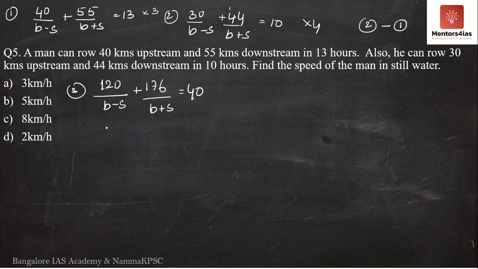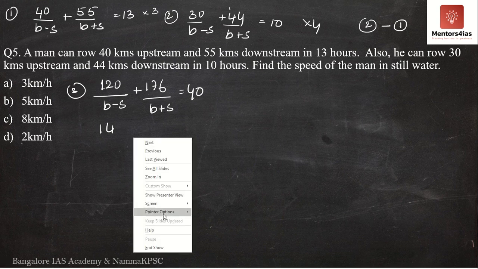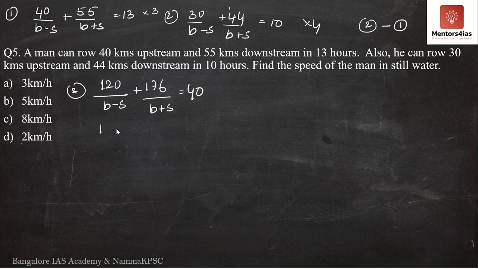Multiplying by 3, we get 3 into 40 is again 120 divided by B minus S plus 3 into 55, which is 165, divided by B plus S is equal to 13 times 3, which is 39. So let this be the fourth equation. So instead of 2 minus 1, I am going to say let it be 3 minus 4.